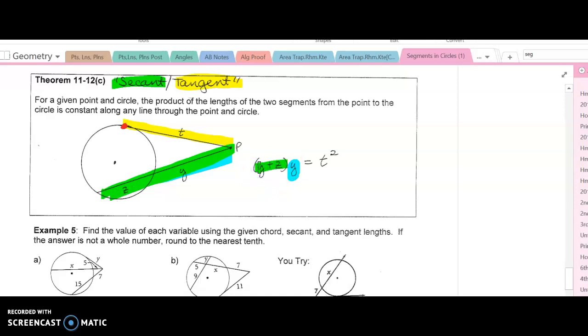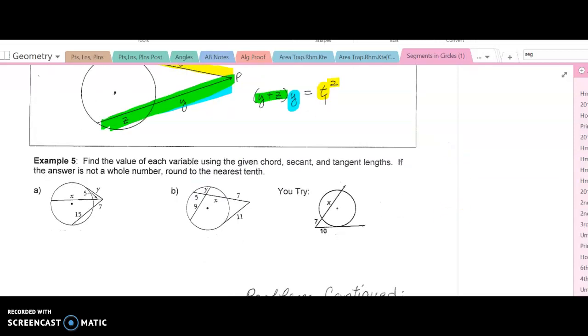And then the other side, you don't have an outside piece and an inside piece. It's all outside. And so we're just going to take that tangent and say we need two of those. Let's square that. Tangent times tangent. Instead of outside piece times inside piece, it's just two of those outsides multiplied together. All right, so a lot going on in example 5.